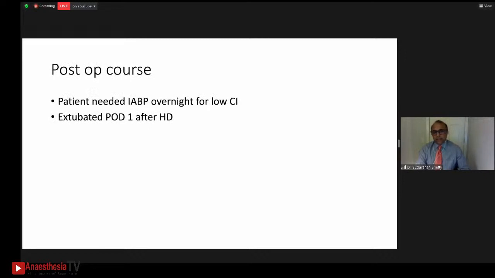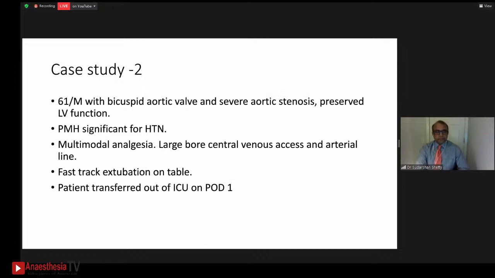The surgery itself went pretty well, but the EF worsened and the patient needed an intra-aortic balloon pump overnight for a low cardiac index along with some epinephrine. He got hemodialysis the next day and he was extubated.